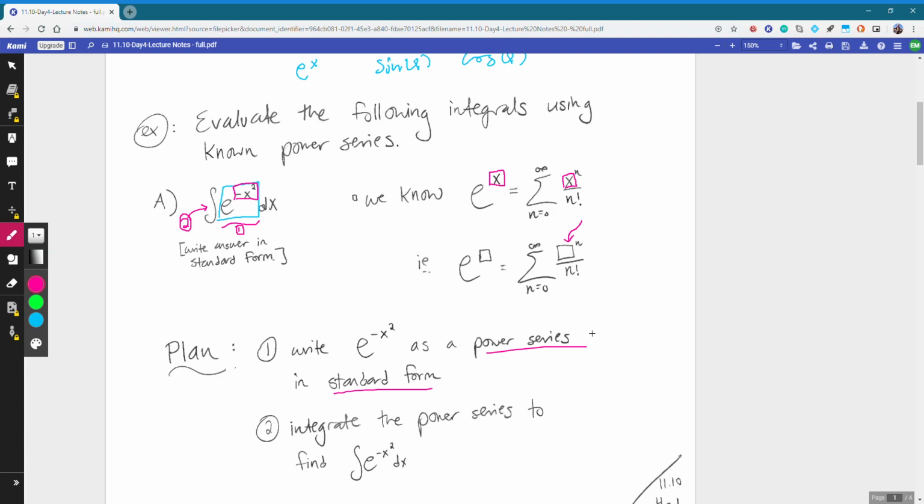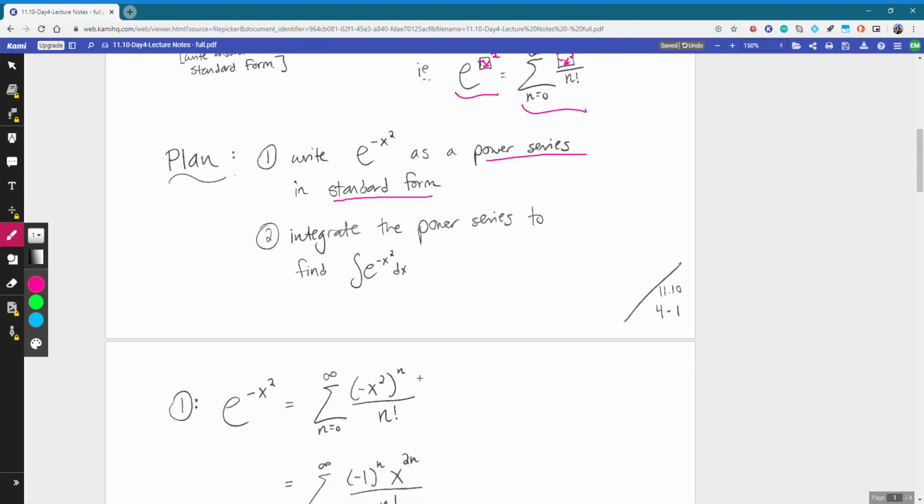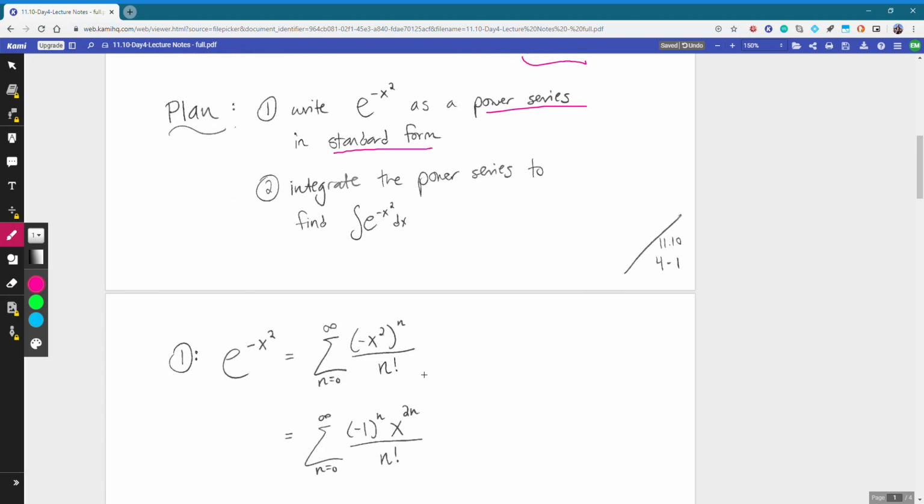So here, if we, in our box here, plop in what we have, the negative x squared, then this is how we can write e to the minus x squared as a power series. So I have it written a little bit nicer down here. And so here, that minus x squared gets raised to the n.